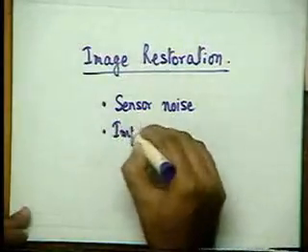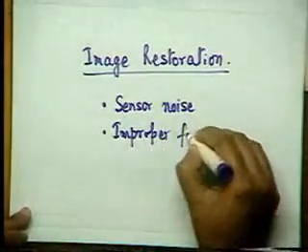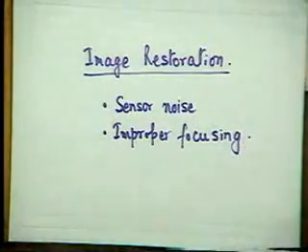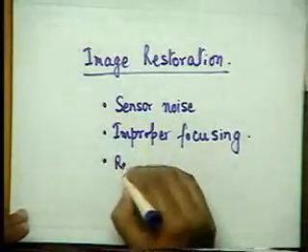What is another cause? Improper focusing, that's excellent. Improper focusing happens many times. A number of times you must have observed out-of-focus images. And how does an out-of-focus image look? It looks blurred, isn't it? The sharpness is lost, and we don't get a clear boundary. Everything becomes quite hazy or blurred. So that is one very common phenomenon. What else? One cause I have already stated while giving the example, that is, relative object-camera motion.